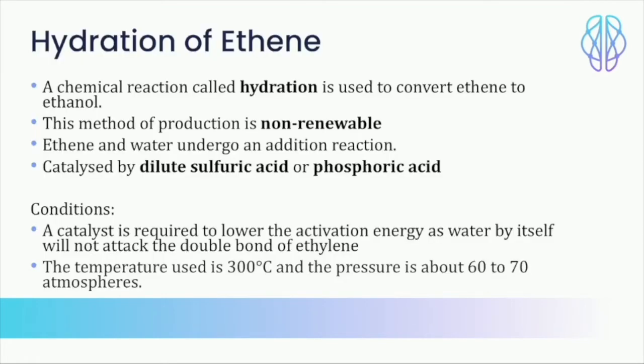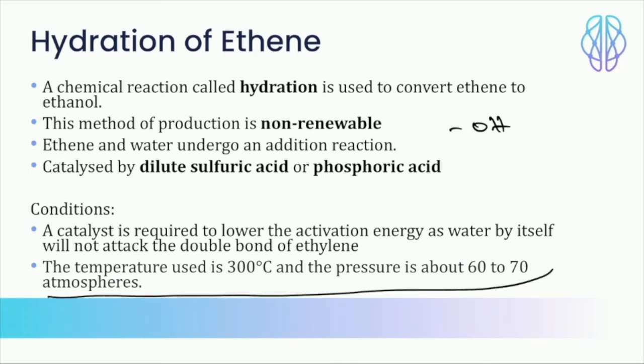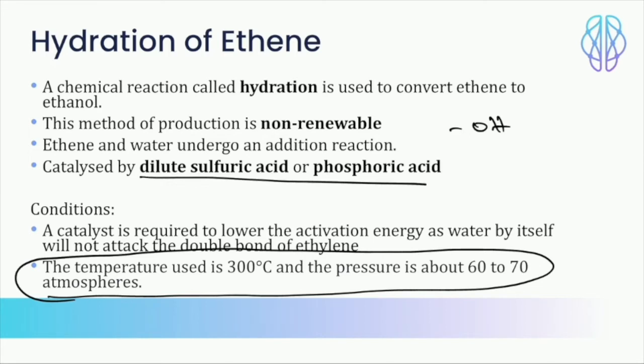One of the first ways we can make ethanol is via the hydration of ethene. This is, as we said, the non-renewable way of making ethanol. It's an addition reaction where we're adding an OH across the double bond of the ethene, and we use dilute sulfuric acid or dilute phosphoric acid as the catalyst. It's important to state some reaction conditions as well. You need about 300 degrees Celsius and a pressure of about 60 to 70 atmospheres to maintain this reaction. However, this detail is less important to remember. I would definitely just bother remembering that we use dilute sulfuric acid and dilute phosphoric acid as the catalyst.